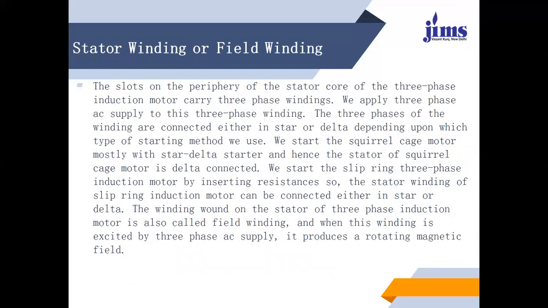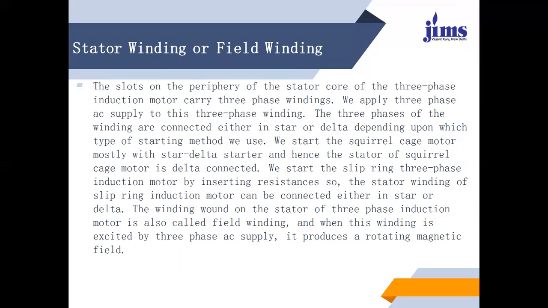Next, the stator winding. The slots on the periphery of the stator core of the three-phase induction motor carry a three-phase winding. We apply a three-phase supply to this three-phase winding. The three phases of the winding are connected either in star or delta format, depending upon which type of starting method we are using. We start the squirrel cage motor mostly with a star-delta starter, and hence the stator of the squirrel cage motor is normally delta connected. We start the slip ring three-phase induction motor by inserting resistances. So the stator winding of the slip ring induction motor can be connected either in star or delta form.